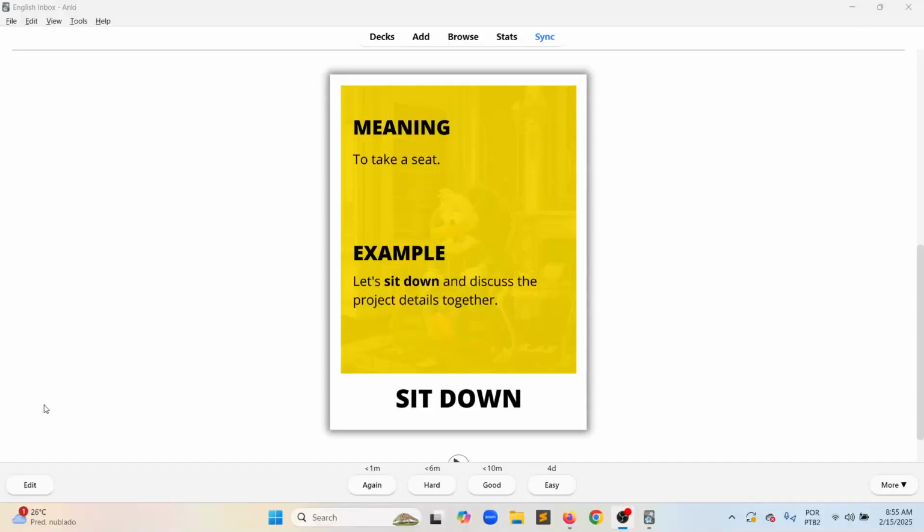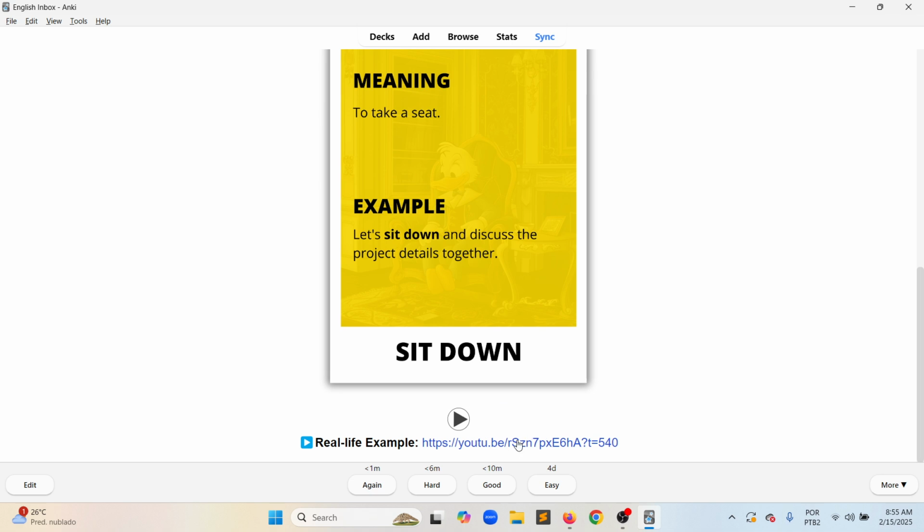So sit down. Let me share again my Anki for you to see. So sit down again, to take a seat. Let's sit down and discuss the project details together. Let's see. Oh, we have an example here, a video, an example. Let's see which one it is.